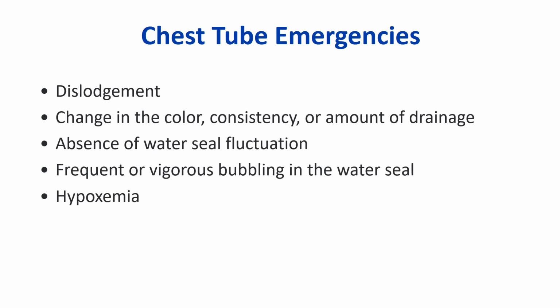When assessing a patient with a chest tube, you should look for any of the following. If the chest tube has become dislodged, if there is a sudden change in the color, consistency, or amount of drainage found in the collection unit, if there is an absence of water seal fluctuation or vigorous or frequent bubbling in the water seal chamber, or if the patient has a drop in O2 saturation or hypoxemia, it should be escalated to a licensed independent practitioner for further care.